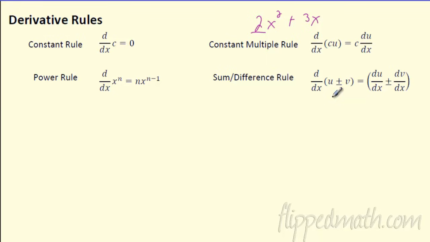You may see this written differently. This u and v are actually functions, so you may see the derivative with respect to x of the f of x plus or minus, doesn't matter if you add or subtract, the g of x. So that's really what it means. This just means the derivative of the u, so f prime of x, plus or minus the derivative of g. So I'm going to use u and v because it's a shortcut for the next section, but it really means this whole f of x, g of x if you prefer.